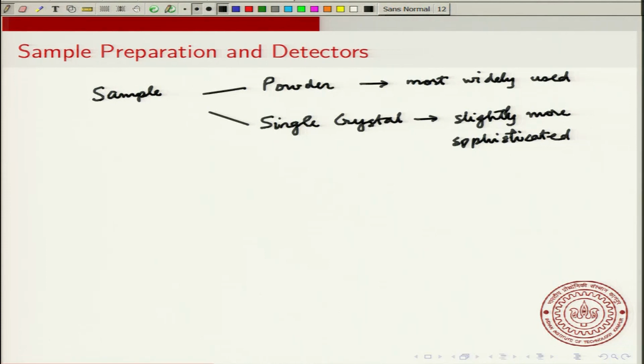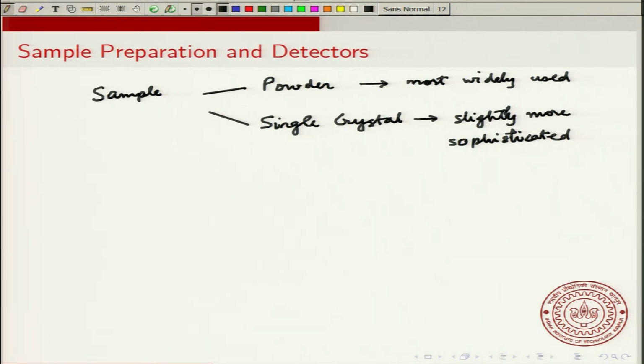Obviously the sample that you prepare, your sample whose X-ray diffraction you want to do, in the first case you have to make it into a fine powder. Okay. In the second case you need to have a single crystal grown of it.